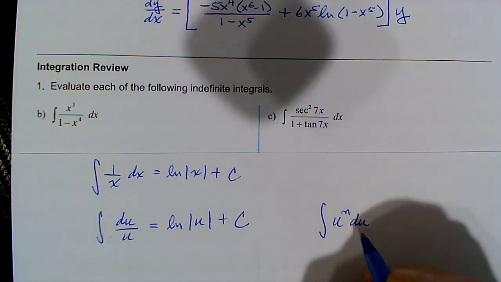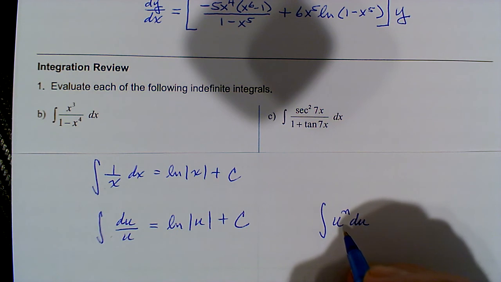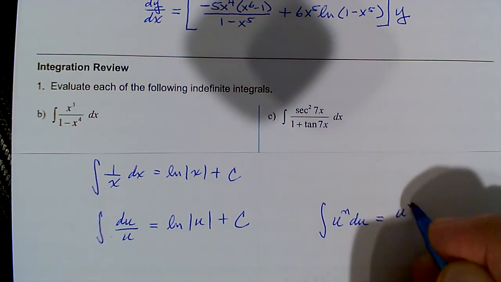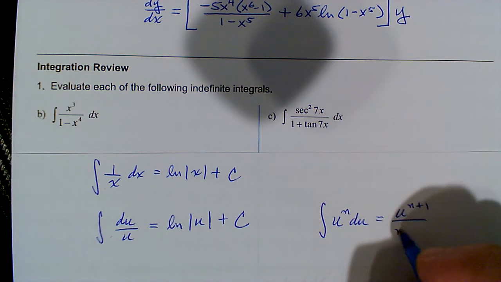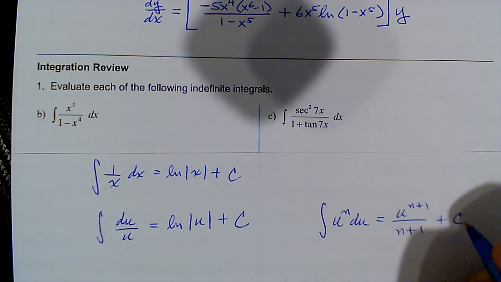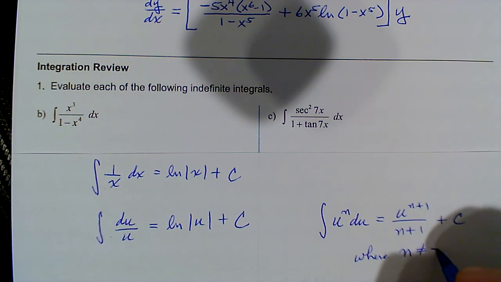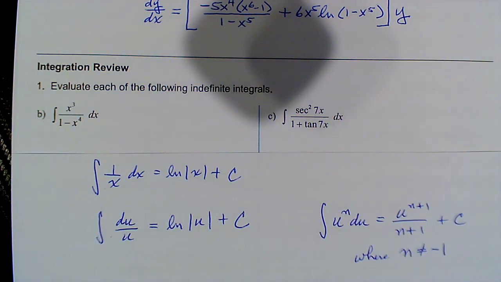And if the denominator is a power, then we're going to modify it and try to fit the form of u to the n, which integrates to be u to the n plus 1 over n plus 1 plus our constant. Formally, we should say where n is not equal to negative 1.